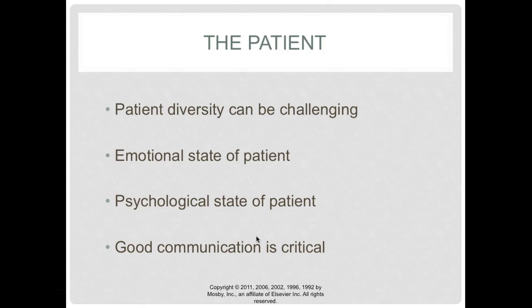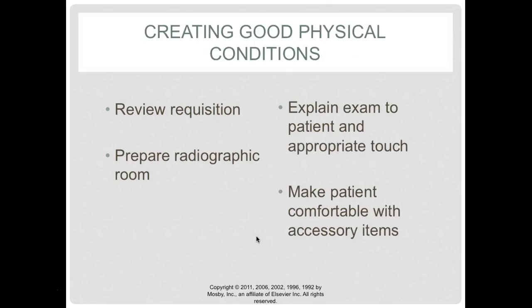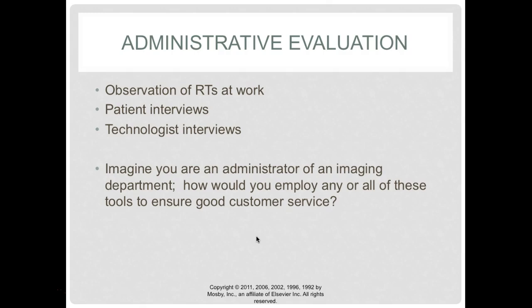All right, so the patient. As you know, there can be challenges in getting the images that you need to obtain, from the emotional state or the physical state of the patient. Good communication is critical in order for you to get your images. And good physical conditions: you need to be able to see the requisition or the order, you need to prepare the room, and you need to explain the exam to the patient. You need to let them know that you're going to be touching them: is it okay if I touch your hip, as I need to center for your abdomen x-ray? And you need to make sure that the patient is as comfortable as possible.